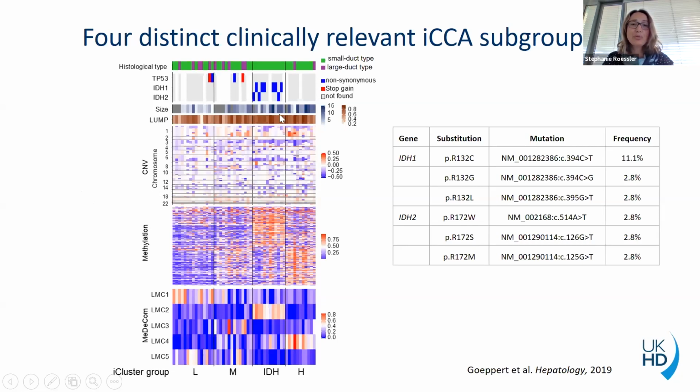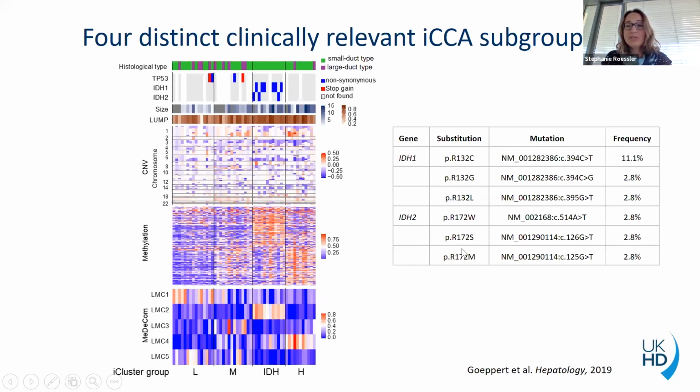And the IDH group had only small duct type ICCA cases. Not all of the cases had IDH mutation, but it might be that there's also an alternative mechanism that is mimicking IDH, or that there's another mutation, not the hotspot mutation that we couldn't observe. And the other three groups, they were mixed with small duct type and large duct type, and they also had a different degree of mutation numbers.